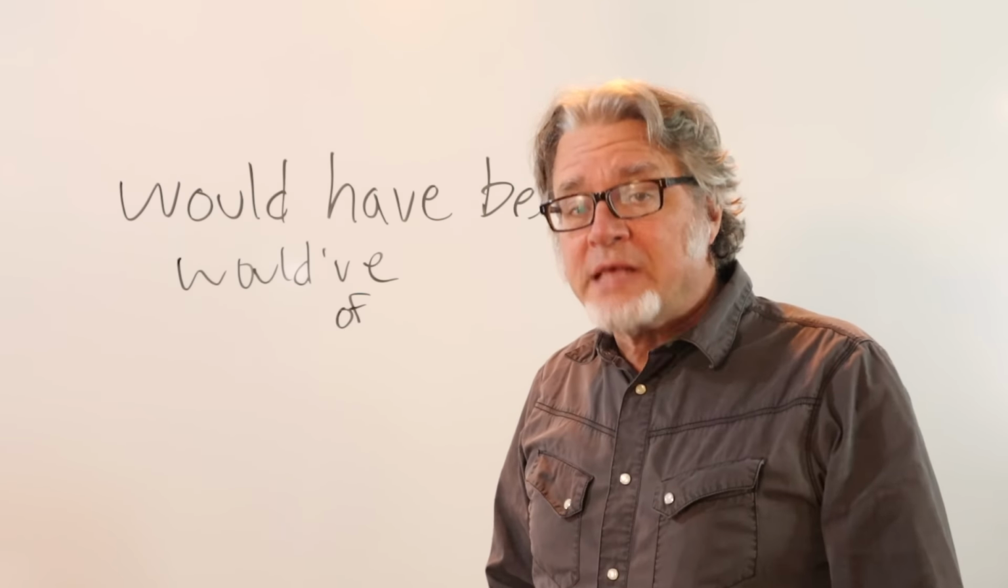Would've. And when someone speaks English very quickly, this sounds like woulda, would of, woulda, woulda been. I don't recommend you do that, but you will hear someone say something like this, woulda been, instead of would have been or would have been. This goes for other modal verbs such as should or could, should have been, could have been.